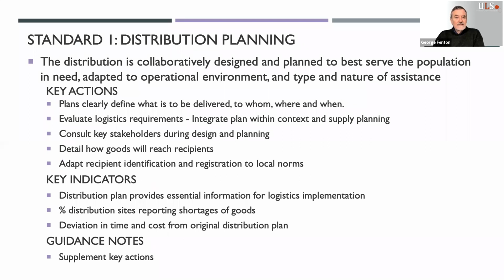Standard 1 is about distribution planning, and the standard states that distribution is collaboratively designed and planned to best serve the population in need, adapted to the operational environment and type and nature of assistance being provided. Key actions here are to ensure that the distribution plan clearly defines what is to be delivered to whom, where, and when.